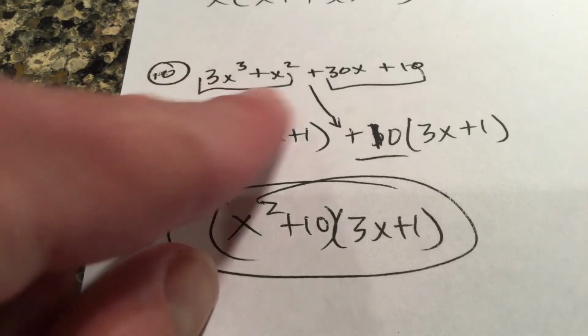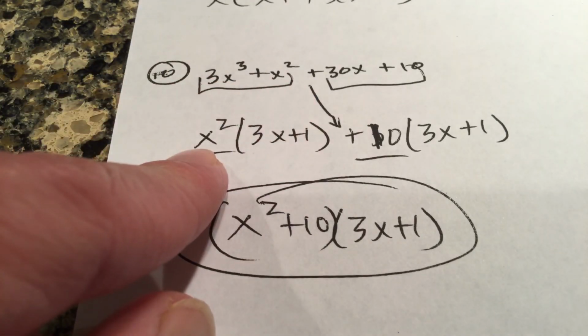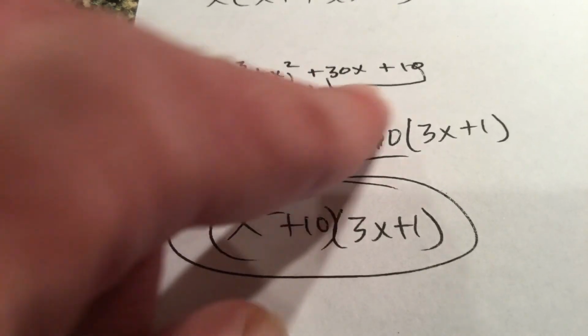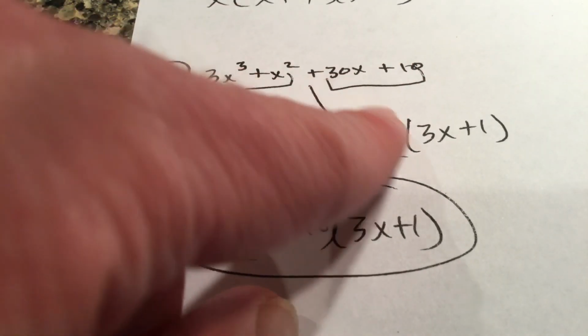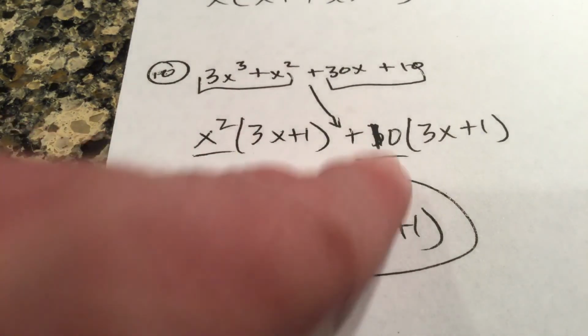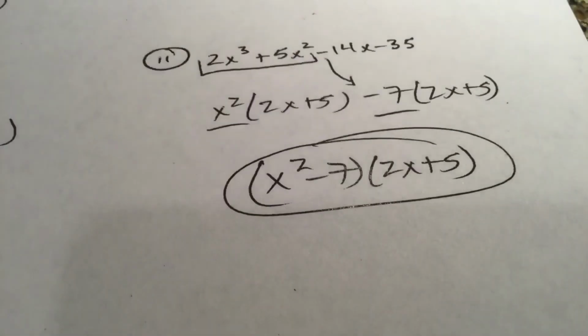Factor by grouping. What do these two have in common? They have an x squared. Again, you're just factoring. Leaving you with 3x plus 1. Bring down the plus they have in common. These are both multiples of 10. Divide them both by 10. You got 3x plus 1. 3x plus 1 goes in one parenthesis. The x squared plus 10 goes in the other.